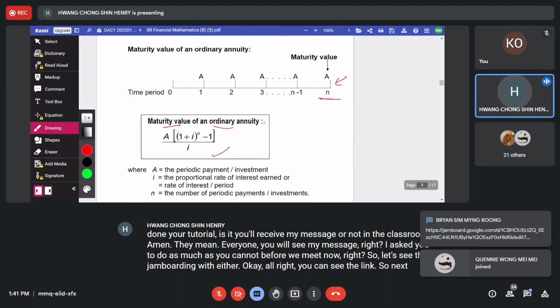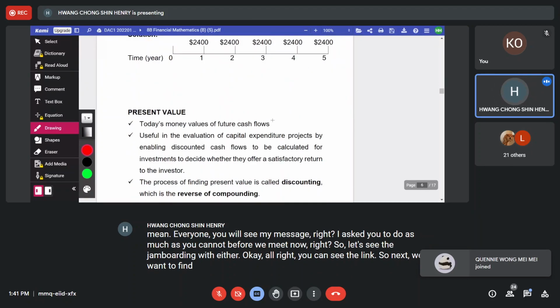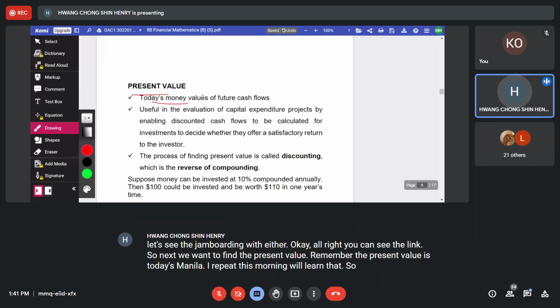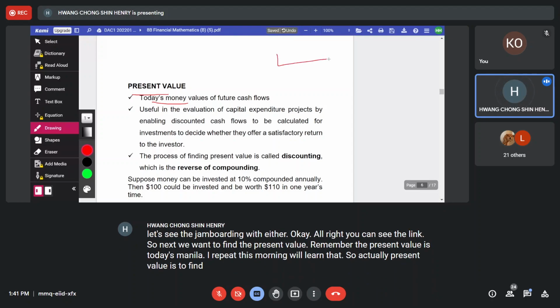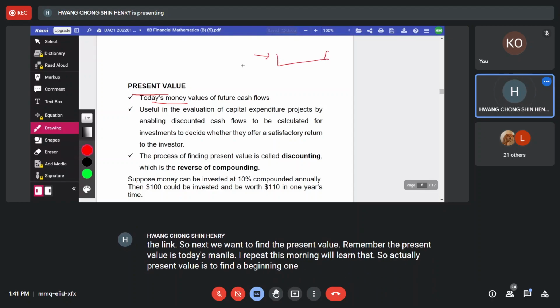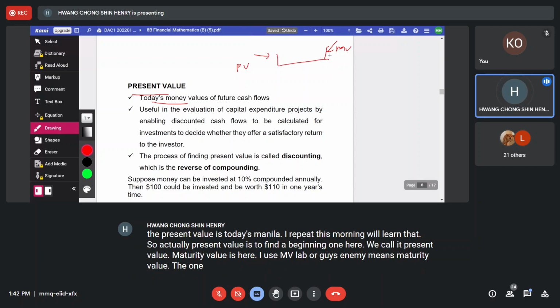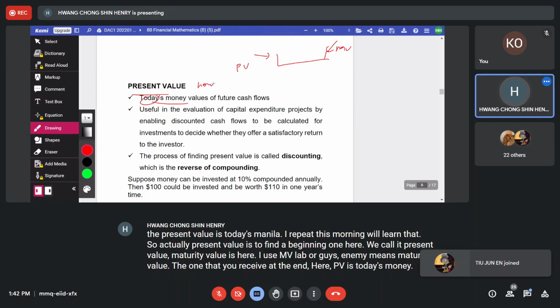So next, we want to find the present value. Remember, the present value is today's money, right? I repeat, this morning we learned that. So actually, present value is to find the beginning one here. We call it present value. Maturity value is here; I use MV. MV means maturity value, the one that you receive at the end here. PV is today's money, the money that you have now.